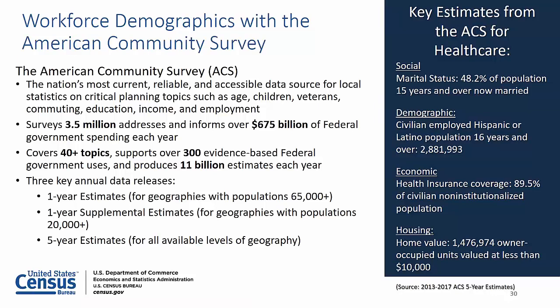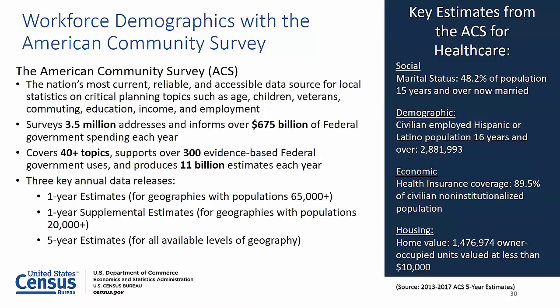We release 3 different sets of data estimates each year. One-year estimates are collected over a period of 1 calendar year and include geographies with populations above 65,000 people. One-year supplemental estimates are, as the name implies, supplemental estimates for some of our more popular tables for geographies with populations above 20,000. And then third, our 5-year estimates are collected over a period of 60 months or 5 calendar years and are available at the more granular levels of geography, such as census tract and block group level.